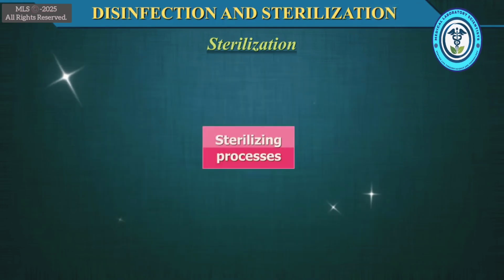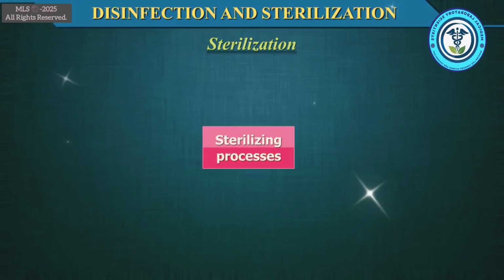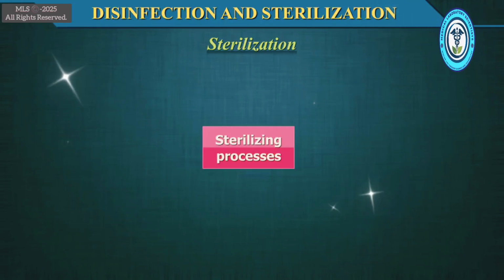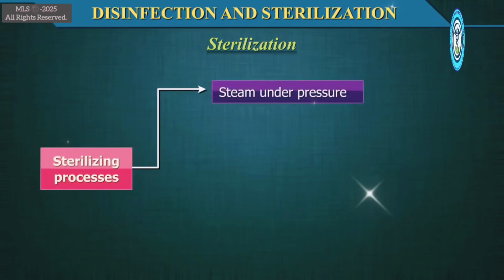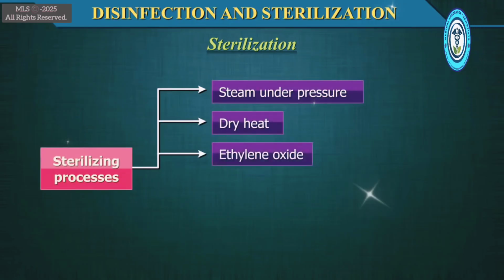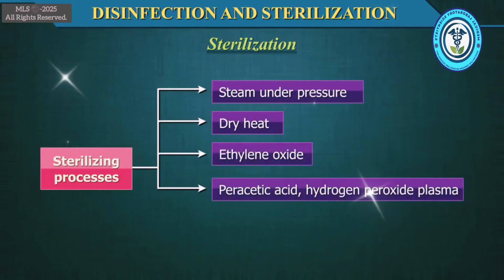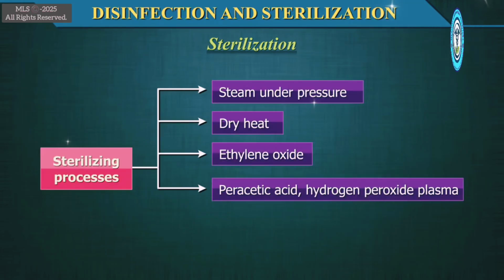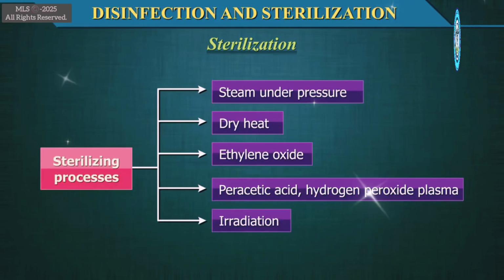Instruments and equipment will only be sterile if one of the following sterilizing processes is used: steam under pressure, that is moist heat, dry heat, ethylene oxide, peracetic acid, hydrogen peroxide plasma, and other chemical sterilant systems or sterilants, or irradiation.